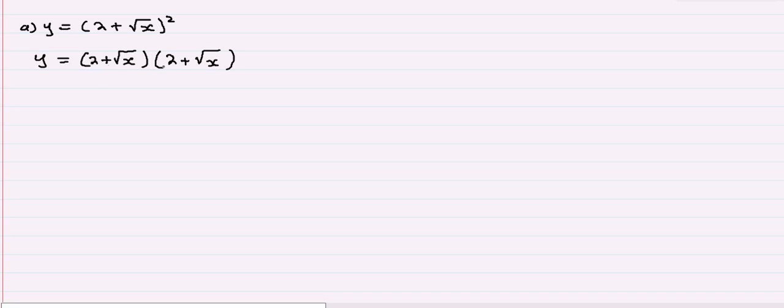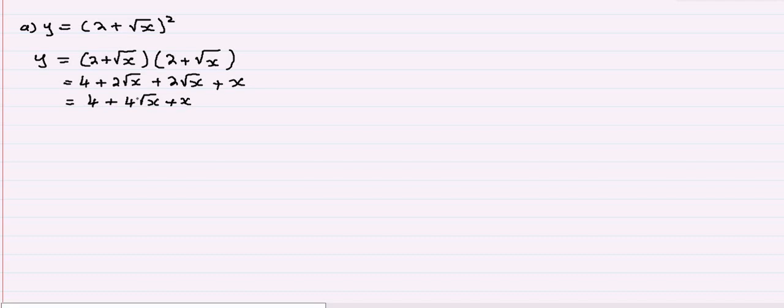Then this is binomial multiplied by binomial. We are going to have 2 multiplied by 2, it's 4. 2 multiplied by the root of x will be plus 2 the root of x. The root of x multiplied by 2 is plus 2 the root of x. The root of x multiplied by the root of x will be plus x. Then we add the like terms. This will be the same as 4 plus 4 the root of x plus x.